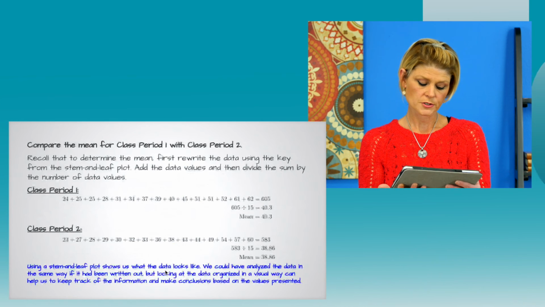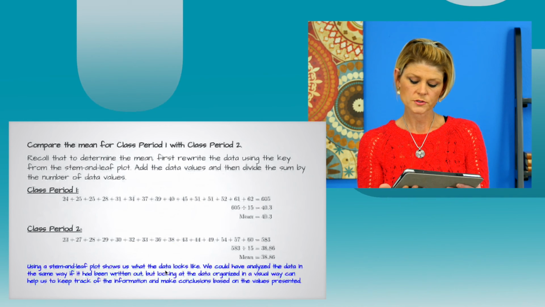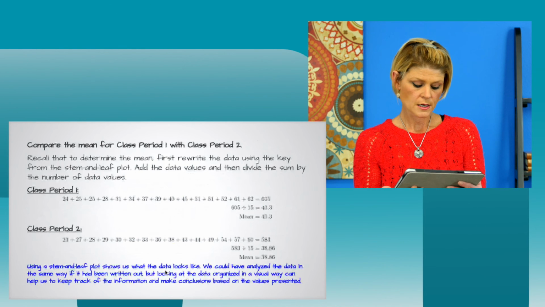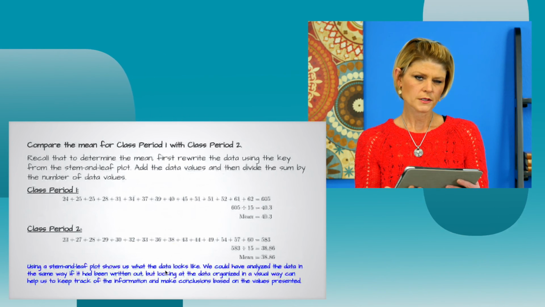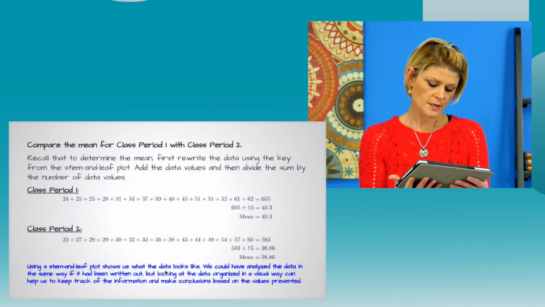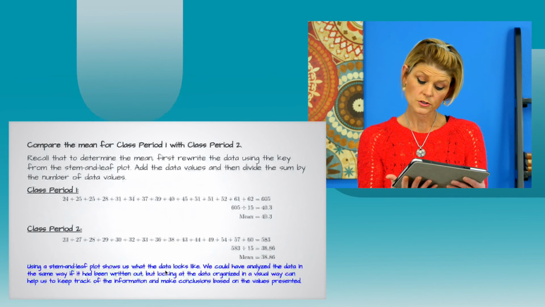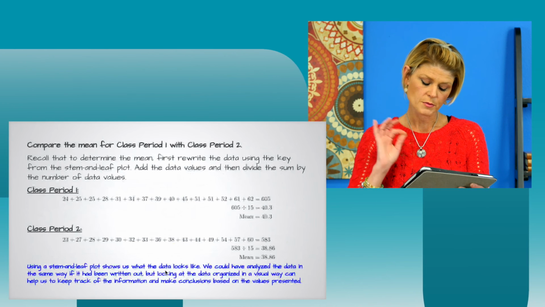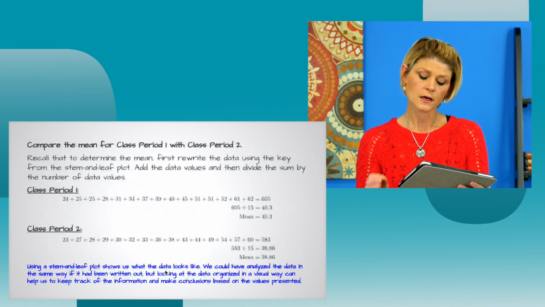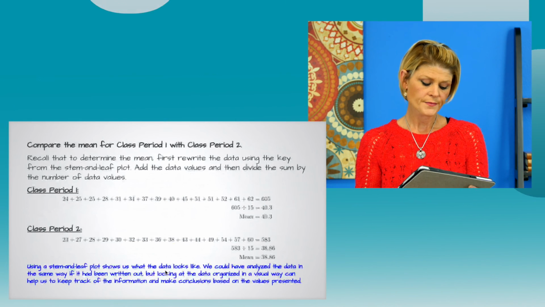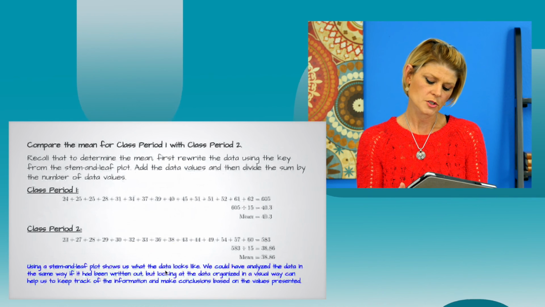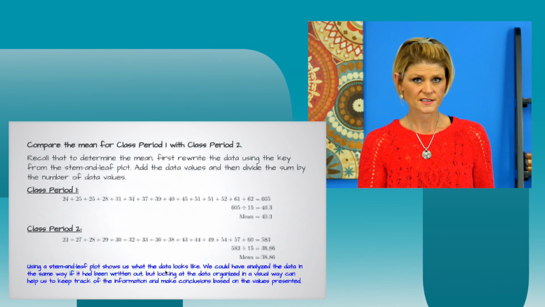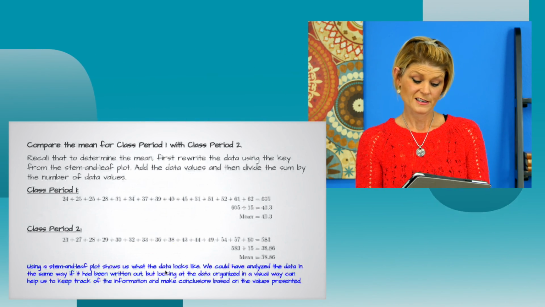And then for class period 2, we do the same thing, add them all up, divide by 15, and we get the mean of 38.86. So let's look at what it says here in blue. Using a stem and leaf plot shows us what the data looks like. We could have analyzed the data in the same way if it had been written out, but looking at the data organized in a visual way can help us to keep track of the information and make conclusions based on the values presented. And I think it's actually easier, if you ask my opinion.